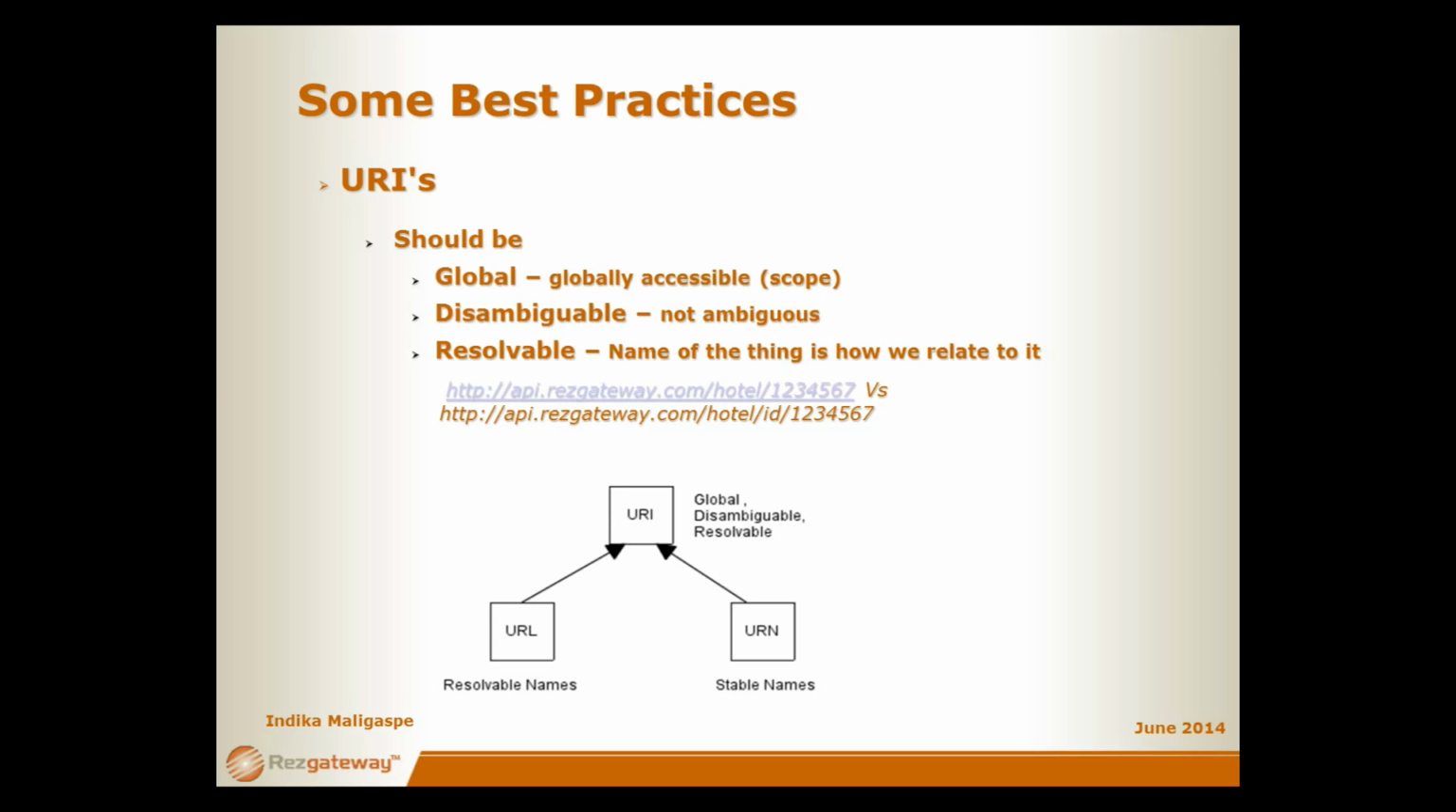So most of the time what we are seeing is APIs have URIs which are global, which are not ambiguous, but sometimes it's very difficult to relate to what that URI means by looking at it. So then it becomes very difficult for the clients, very difficult for the users. We have seen this in practice when we were consuming certain APIs in our organization. So make sure that when you are defining a URI, your URI can be resolved by just looking at the URI. That's what you call a resolvable name.